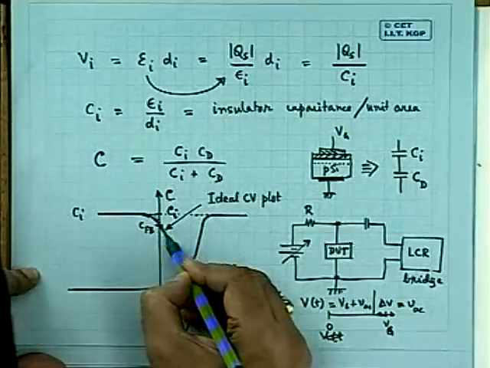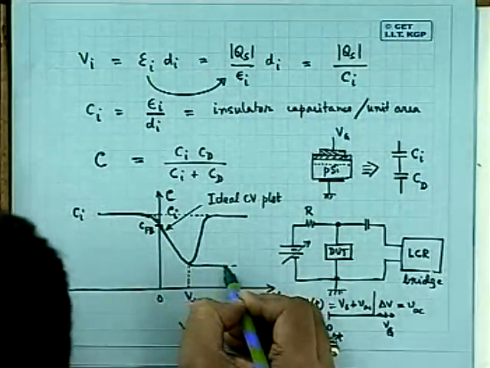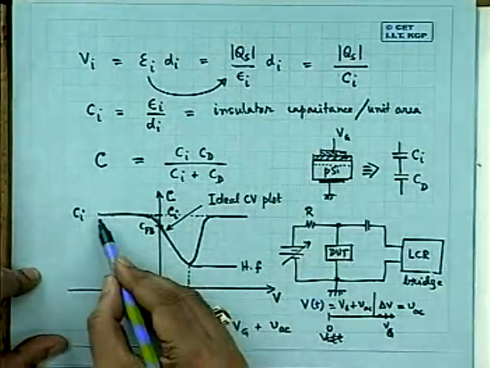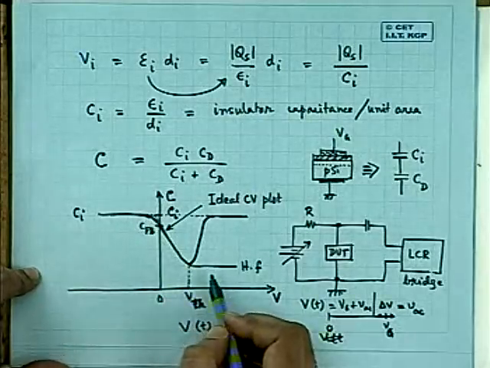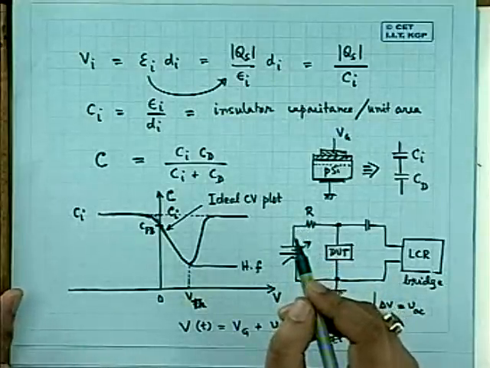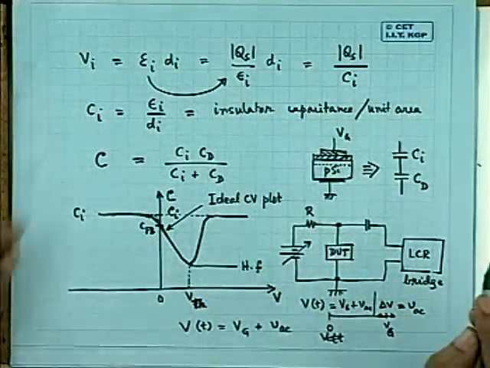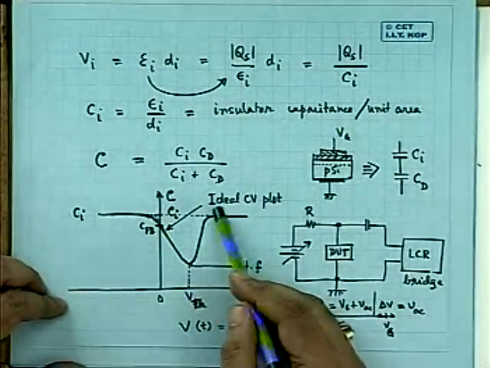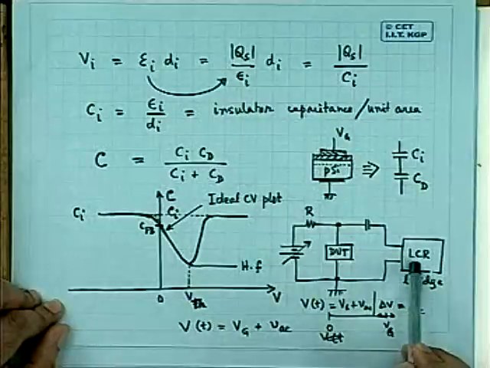I have ignored the interface effect. I will consider that afterward. This is what is called the high frequency CV plot. It will be more or less, this region will be almost coincident with the ideal CV plot. But thereafter the rise will not take place. This rise, which is the characteristic of the ideal CV plot obtained from those equations, you will not find beyond VTH if you take the measurement at a high frequency.